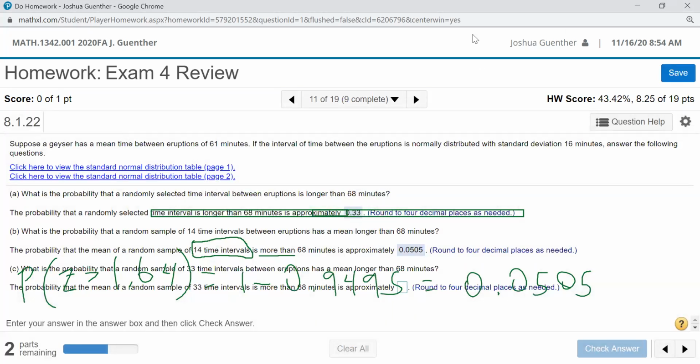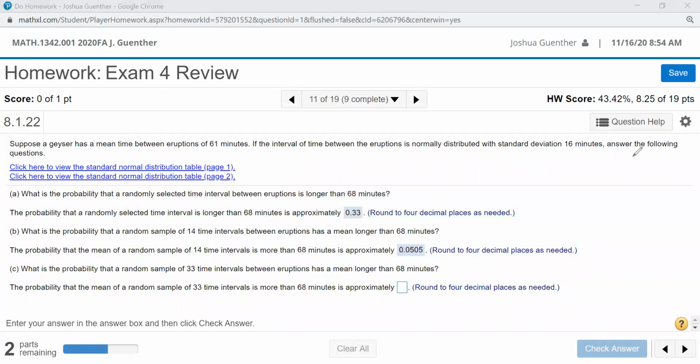So there you go. So we won't do this next part of it. It's just instead of using 14 as the sample size and square root of 14, you're going to do square root of 33 and then look up the appropriate z-score and all that. But notice for a single observation, the probability of it being extreme and far away from its mean is fairly high, 0.33.